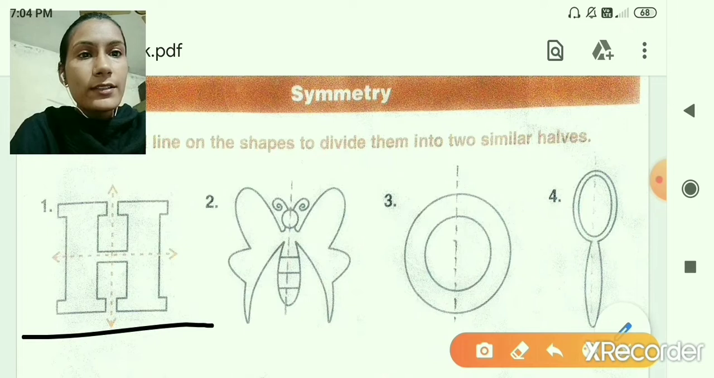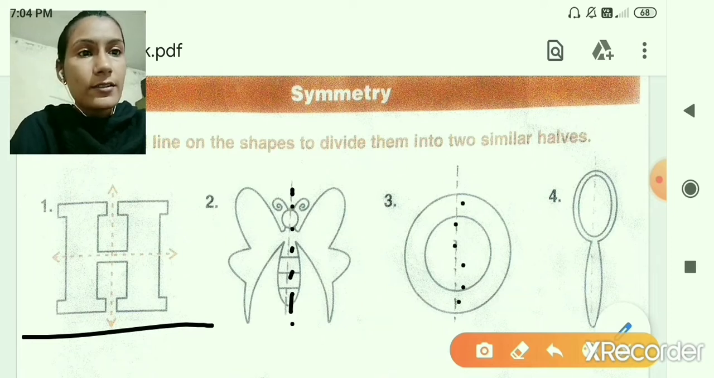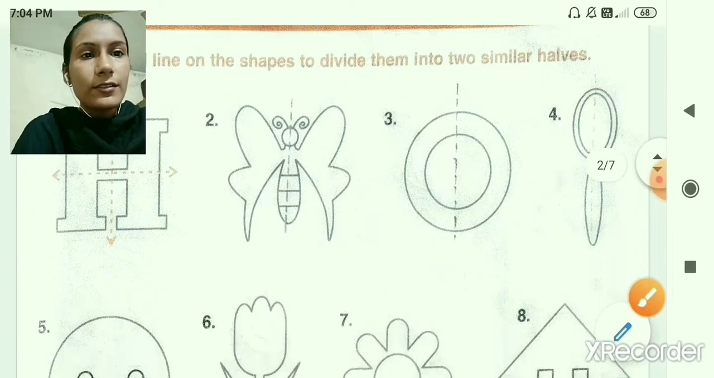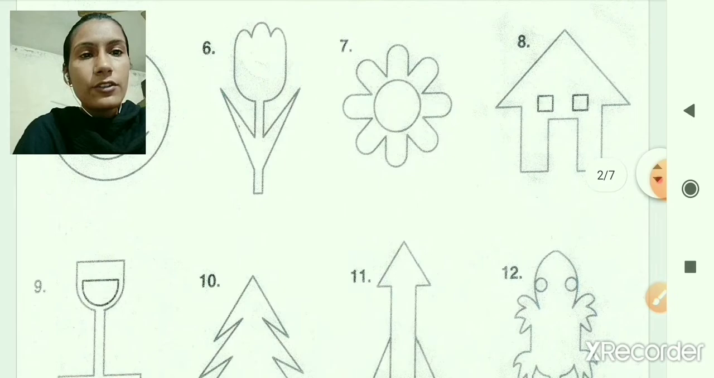The second one, you have to use a pencil and you have to use your scale to draw a dotted line. So like this you can draw with the help of pencil and scale. So like this you can divide into two similar parts. So that is your homework. So you have to do this one in your workbook.